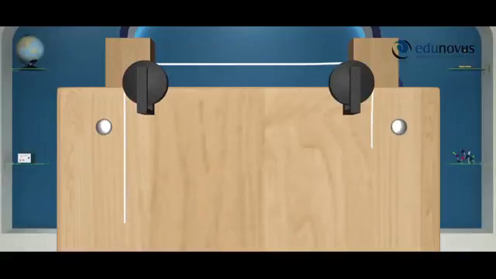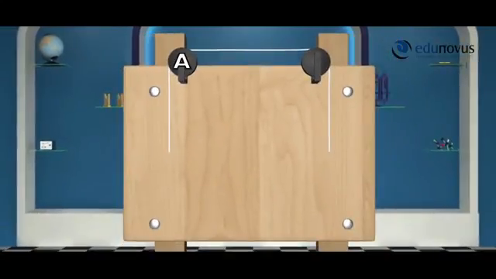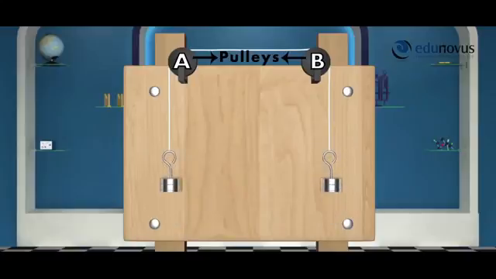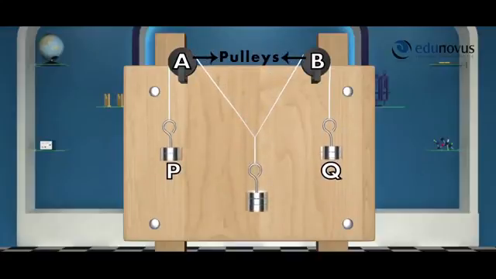Here you can see 2 pulleys A and B are fixed to a wooden board. 2 weight hangers P and Q are attached by a string and passed over the pulleys A and B. A third weight hanger R is attached at a midpoint O of the string. The point O will be in equilibrium under the action of 3 forces P, Q and R.